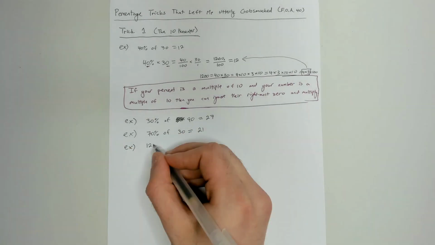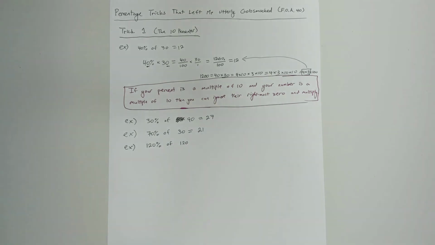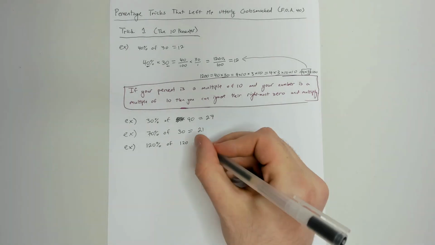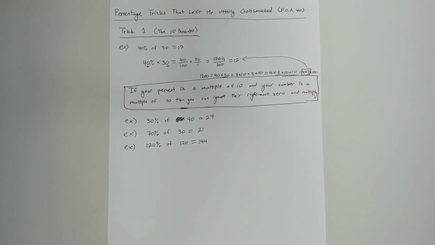Let's try another one. What's 120% of 120? Okay, so it's bigger than 100, but we know we can do percents that are bigger than 100. But they are both multiples of 10, right? They both end in a 0. So we just cancel those out. We get 12 times 12. That's 144. So 144 is 120% of 120.